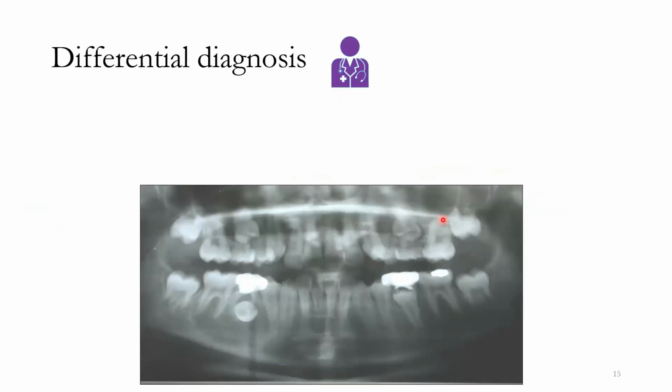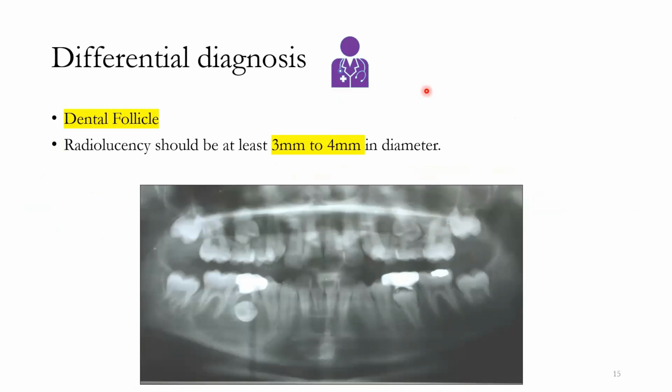So differential diagnosis, I told you when I was discussing the radiographical features that one of the most important differential diagnoses is a normal dental follicle, and I've also told you the criteria that the radiolucency should be at least 3 to 4 millimeter in diameter for it to be diagnosed as a dentigerous cyst and not a dental follicle which is just enlarged.